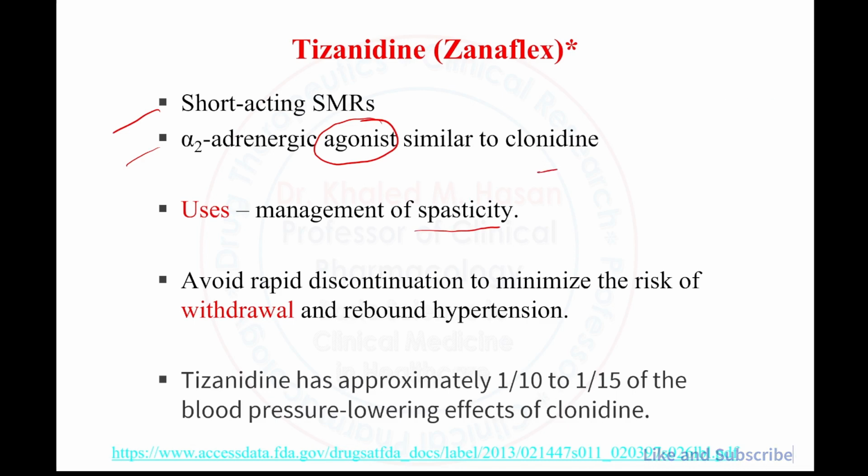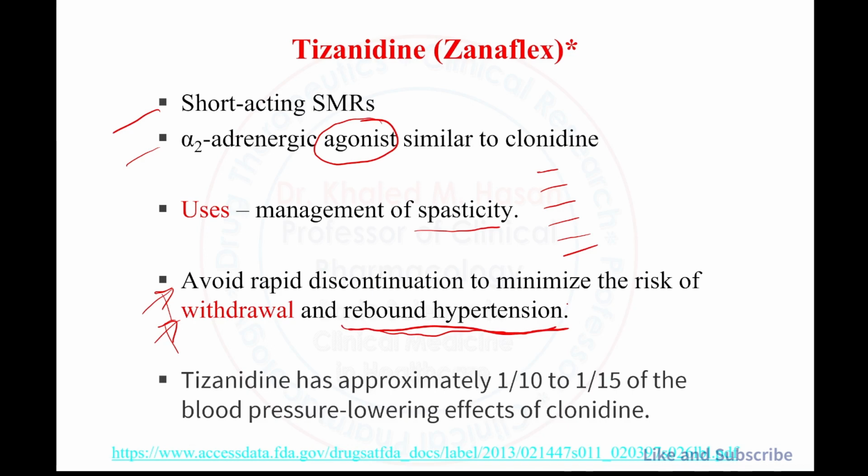So you can maybe count how many lesions, how many diseases are related to spasticity. Again, we need to avoid abrupt discontinuation of this medication, because if you stop it suddenly, the result will be withdrawal, rebound hypertension. Alpha adrenergic is related to hypertension control. If you stop the medication suddenly, the result will be rebound hypertension. So the question now: which of these skeletal muscle relaxants, if you stop it suddenly, may be associated with severe hypertension? It will be Tizanidine.